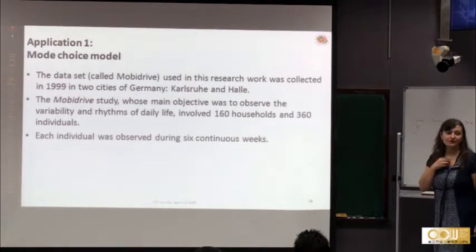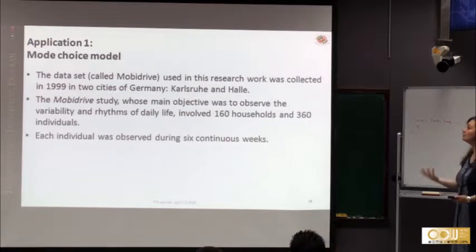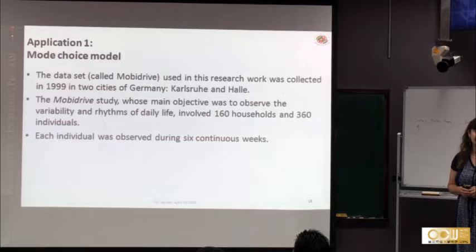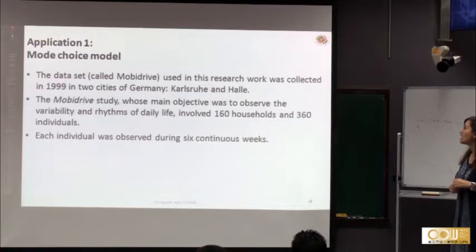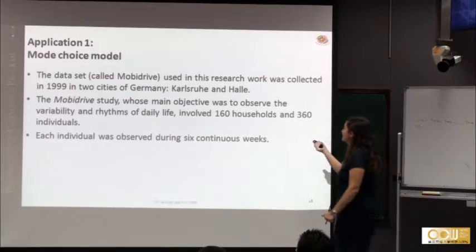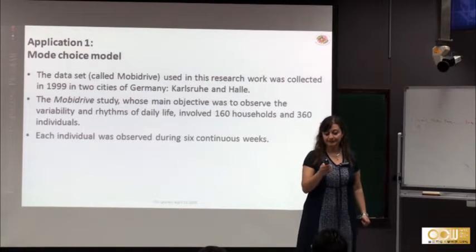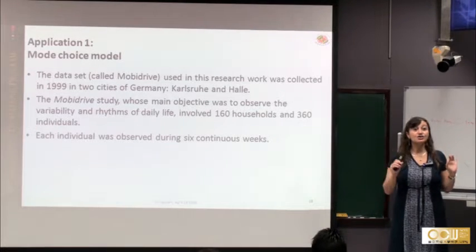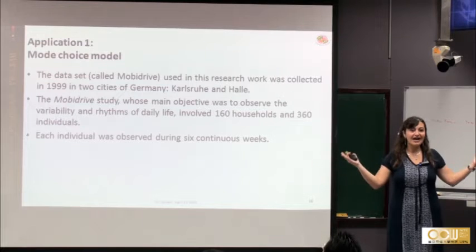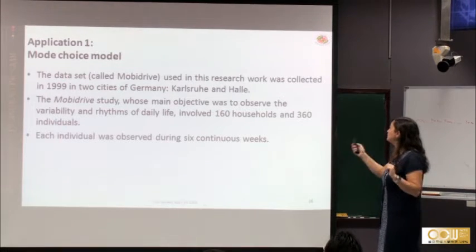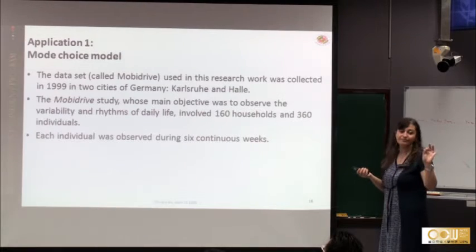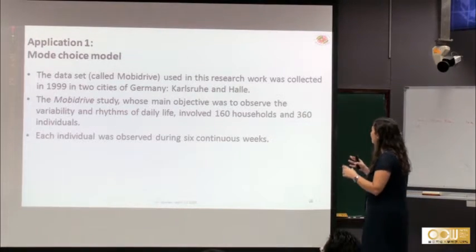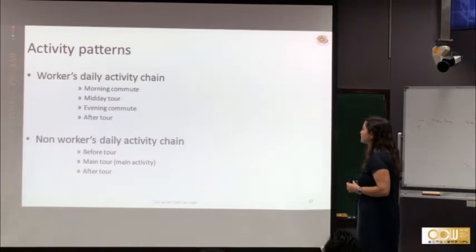The peculiarity of this data set was that he wanted to observe the variability and rhythm of daily life. So he had a very small number of households. In particular, he had 160 households and about 360 individuals. But each individual was observed during 6 continuous weeks, right? So you had the entire travel diary for each day for 6 weeks. So you have a very big data set, but from a very small number of households and individuals.